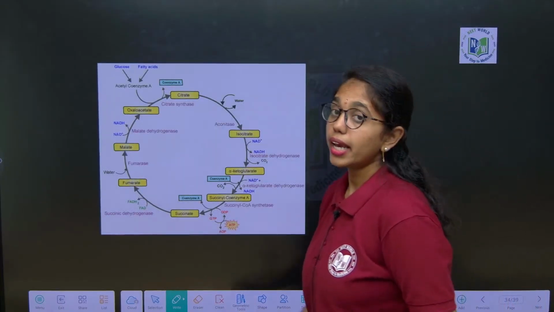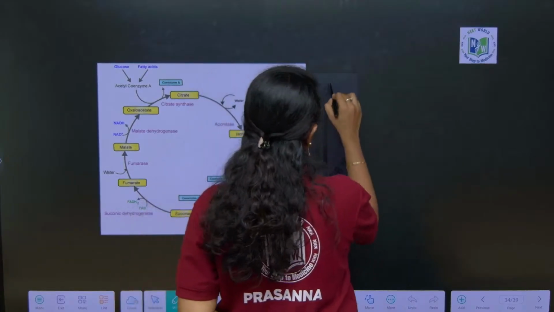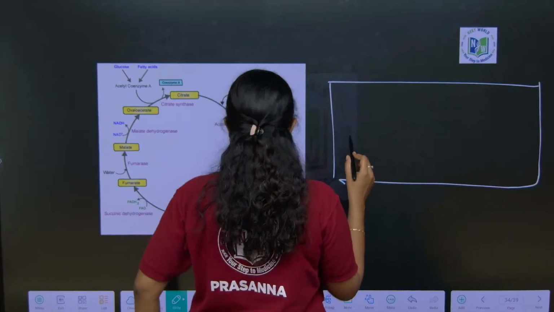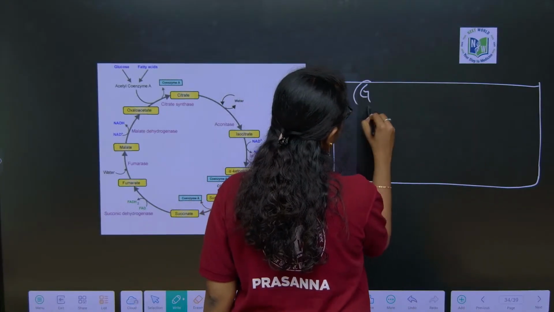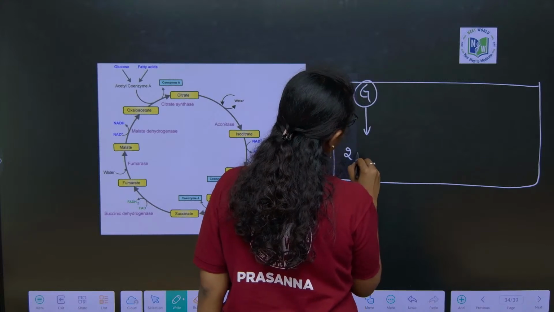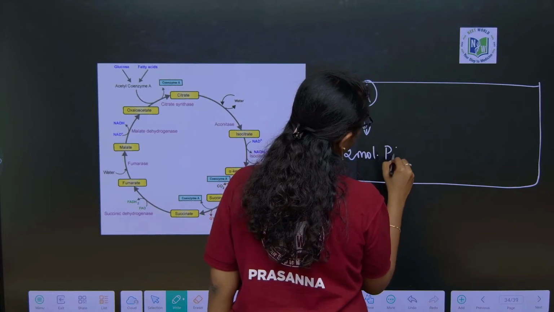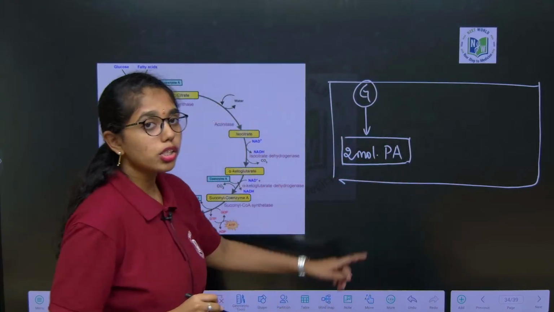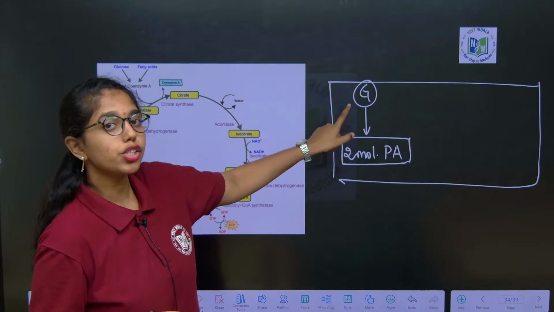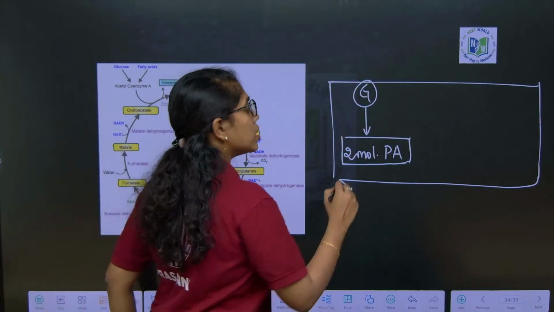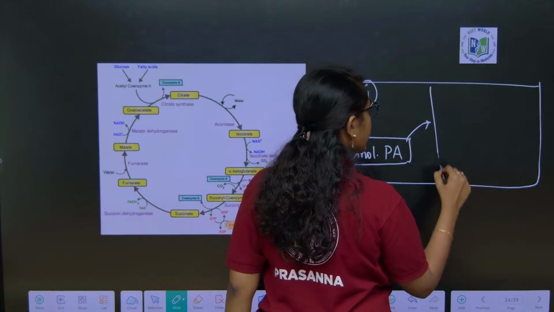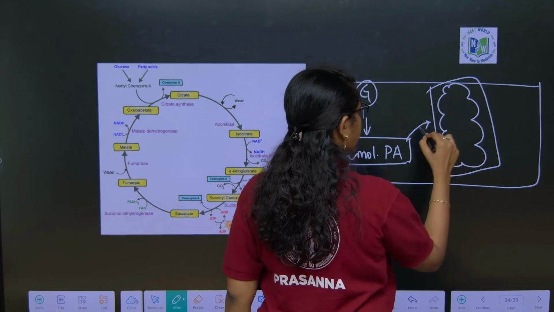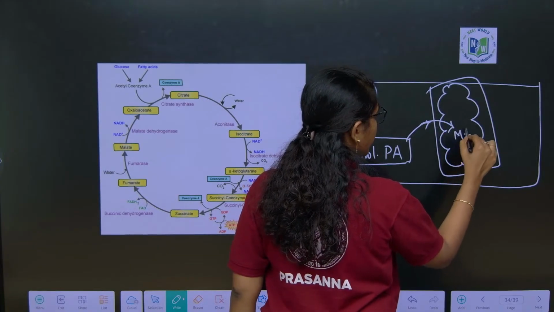Next, if you see aerobic respiration, if you consider this as a cell, through the process of glycolysis, glucose is converted to 2 molecules of pyruvic acid. This is called incomplete oxidation or partial oxidation. This pyruvic acid will directly enter into the mitochondrial matrix.